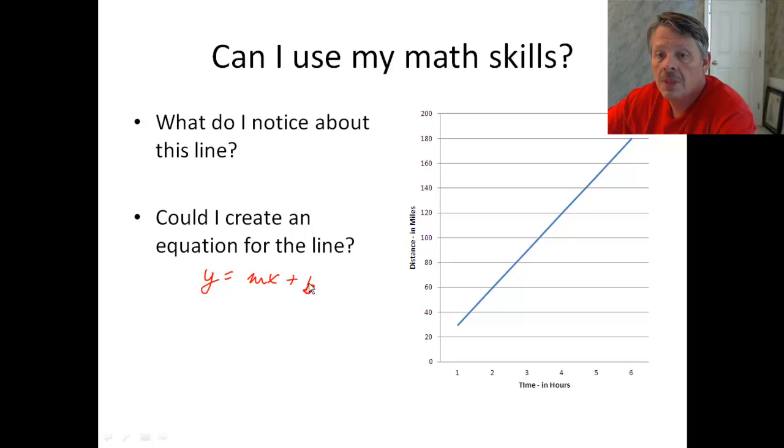All right, and what's b? Well, b is my y-intercept. Where am I going to intercept? 0. So that number is going to be 0. And what's the slope of my line?